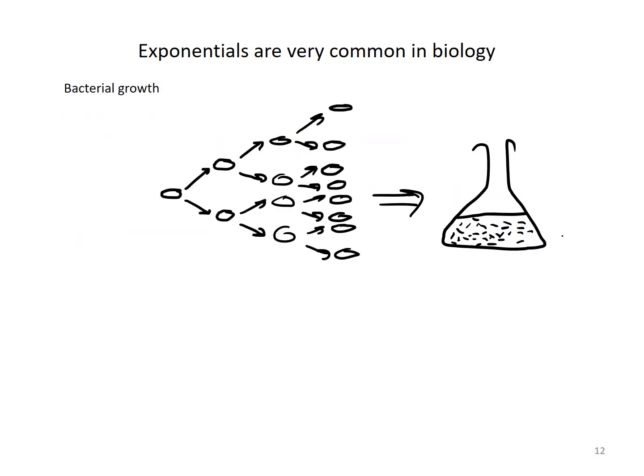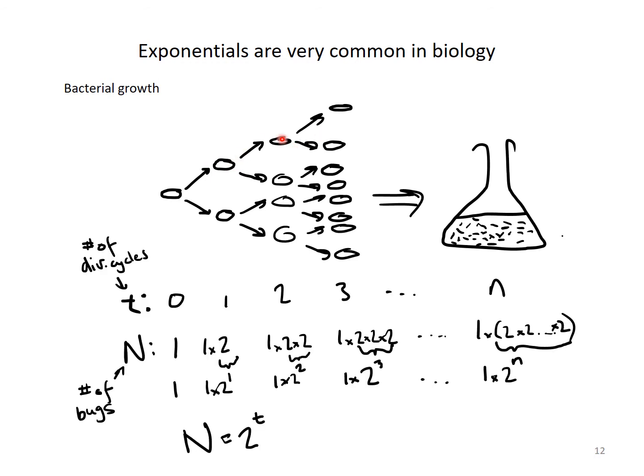In fact, exponentials are very common in biology. So let's just take the example of bacterial growth. From the very first parental cell, upon cell division, you'll get 2 daughter cells. And then from 2, it gives you 4 cells, and so on. So the general formula of number of cells is equal to 2 to the power of t, where t is the number of division cycles.